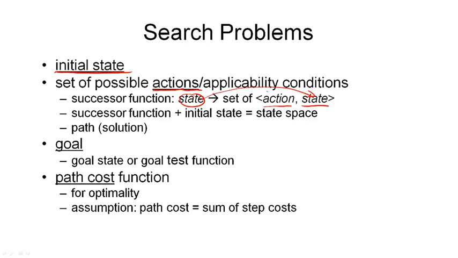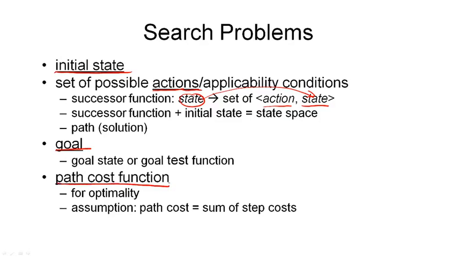The third component of a search problem is the goal. This can be either an individual state, in which case we have just one unique goal state, or in general we can have a function that tests whether a given state is a goal state or not, which allows us to have many different goal states. A solution to a search problem is simply a path in the state space from the initial state to a goal state.